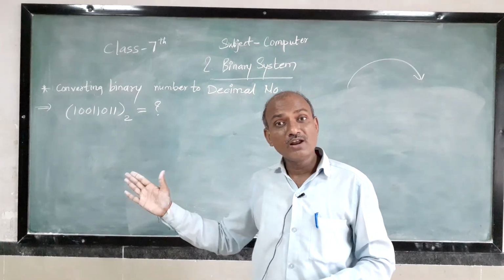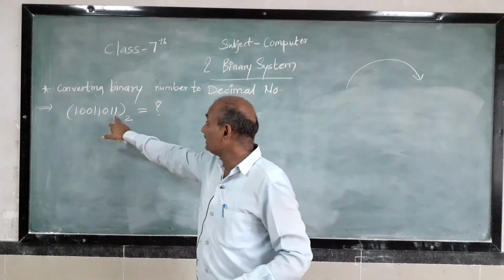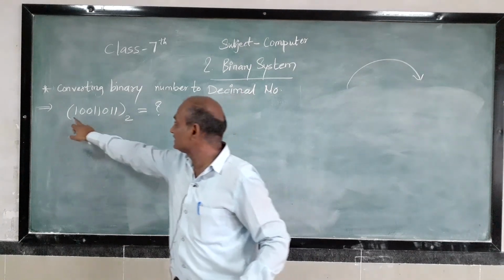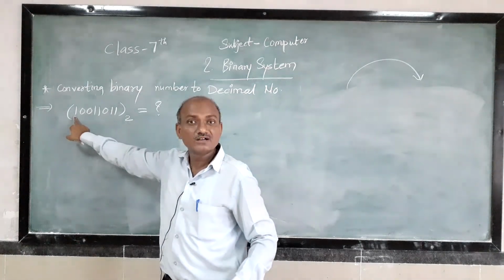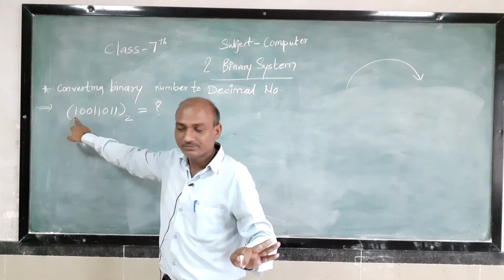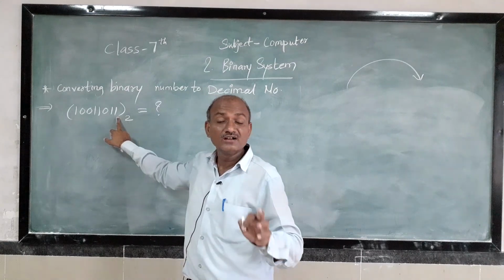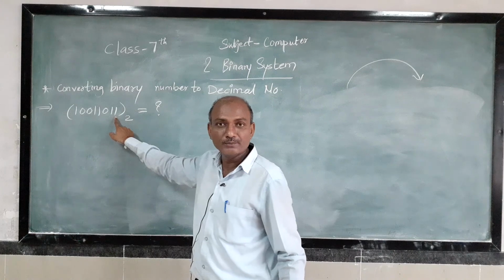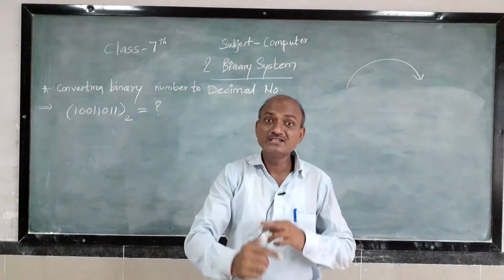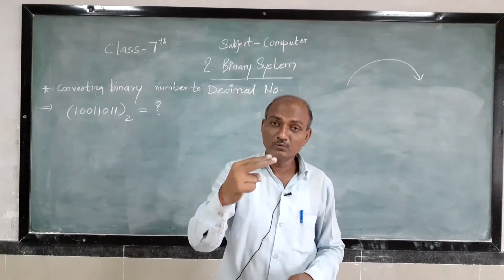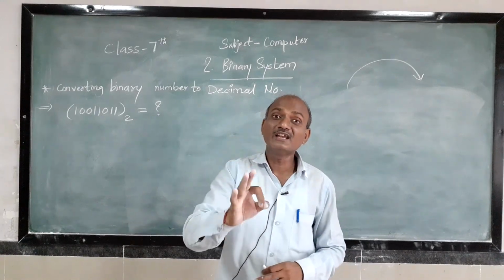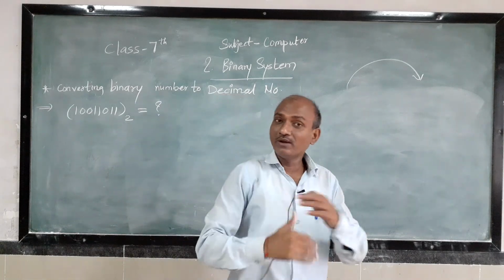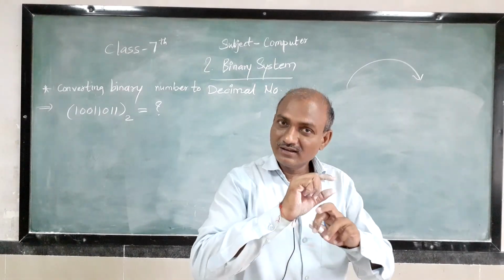And we have to start the position values from the rightmost digit. This is the rightmost digit, and this is the leftmost digit. Understand? We have to write the position values of this binary number in increasing powers of 2, starting with 0 at the rightmost digit.